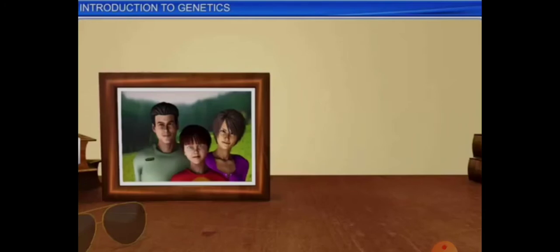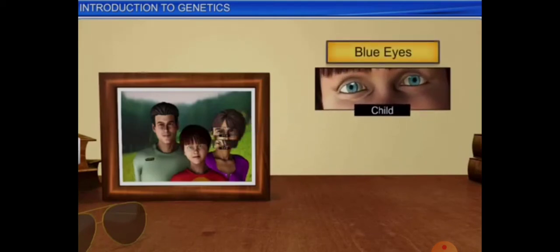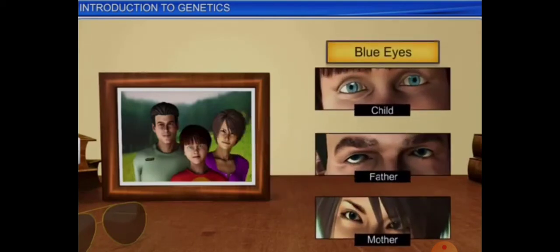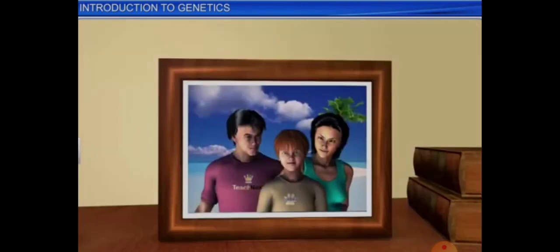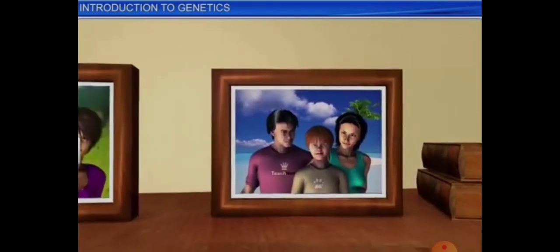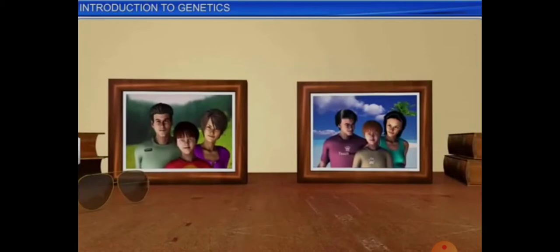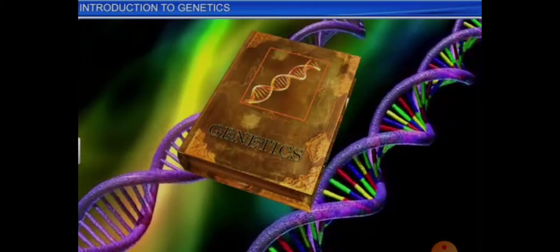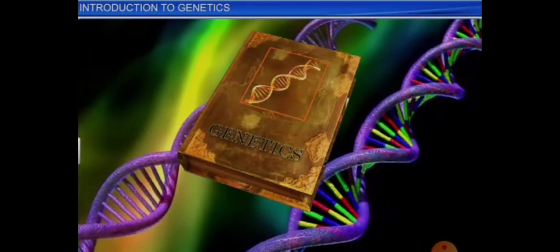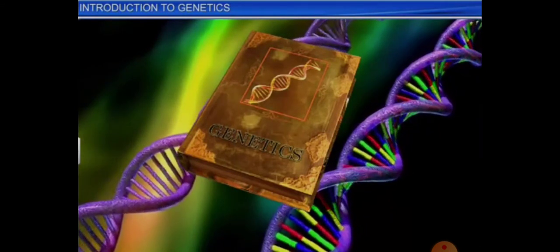Now look at this photo, children. Can you see that the child's eye color is blue, like her parents' eye color itself. Now see the hair of the child. It is brown, whereas the parents' hair color is black. So what is the meaning? Why are there such differences? For these questions you will get the answer from genetics.